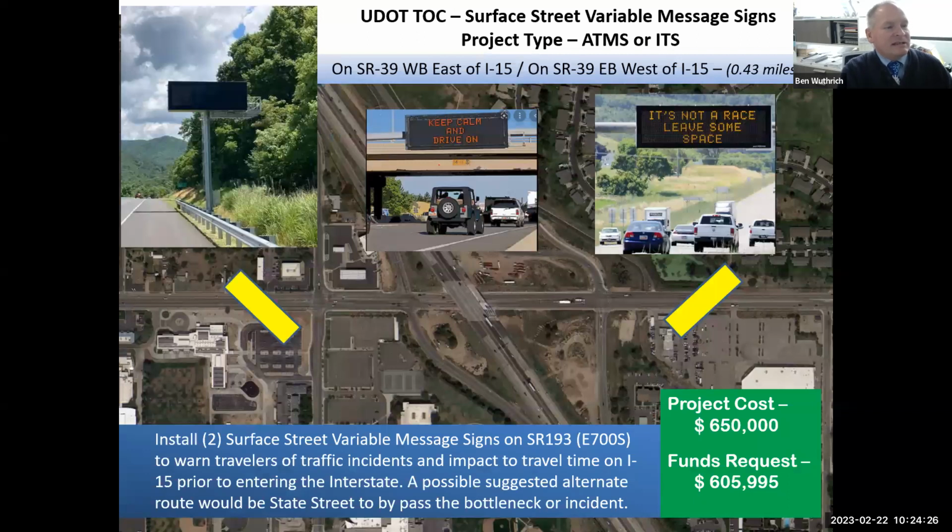The next project is also a request from the UDOT Traffic Operations Center. This is for surface street variable message signs, the smaller signs, and this is up on SR 39 west of I-15 and SR 39 east of I-15 to advise the motoring traffic of what the conditions are on I-15. Project estimated cost for both signs is $650,000. Funds being requested is a little more than $600,000.